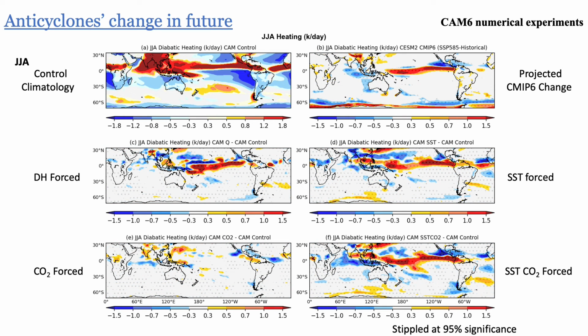Here we have southern hemisphere June, July, August mean diabatic heating changes from our experiments, same figures as before for DJF. Now, similar to DJF mean, we can see that the tropical diabatic heating change is directly forced by the SST warming in the tropics in June, July, August too, whereas the CO2 forced radiative forcing has a secondary component to the atmospheric heating change.